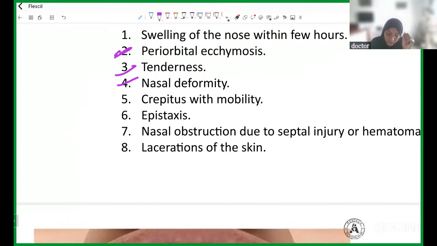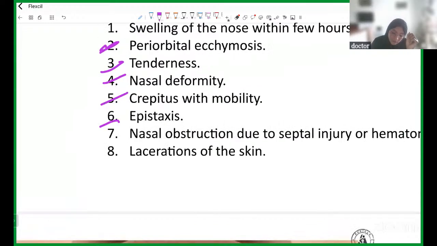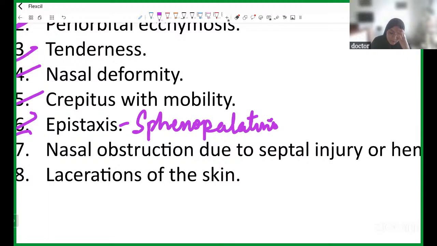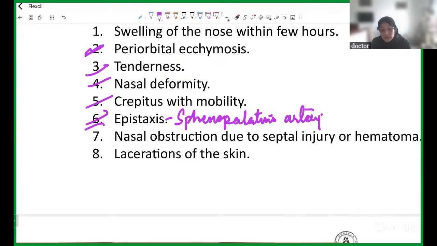Of course, the patients will have epistaxis. Which artery is the main artery that causes this? Sphenopalatine artery, right? Now, nasal obstruction because of septal injury or hematoma. All right. So that's why anyone who's having a nasal fracture, you have to prevent septal hematoma from setting in. Now, lacerations of the skin, of course, if the injury is because of some sharp or a blunt object, it can tear off the skin and cause nasal skin laceration as well.